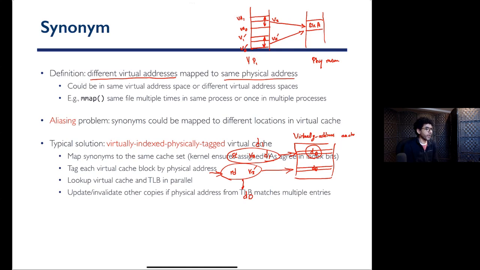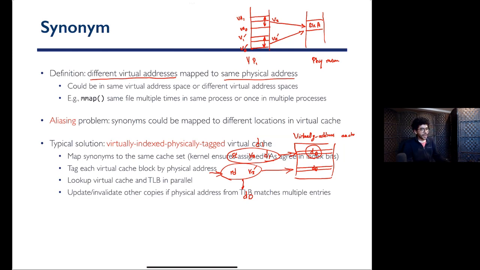Now, one way to solve this problem is to add a tag. So with homonyms, the solution was to tag your entries with the process ID. For synonyms, you need to tag your blocks with physical address.